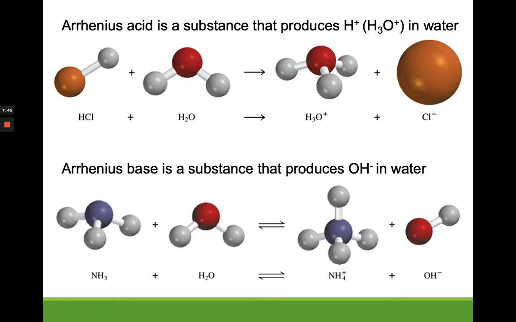Meanwhile, those substances that produce OH in water, for example, you place in there NH3, ammonia, and you mix it with water, the ammonia molecule abstracts, or gets one of the hydrogens of water in order to form the ammonium ion, NH4 plus, and thereby producing OH minus. So that is the definition of an Arrhenius acid and Arrhenius base. Normally we just write H plus instead of H3O plus for an Arrhenius acid.